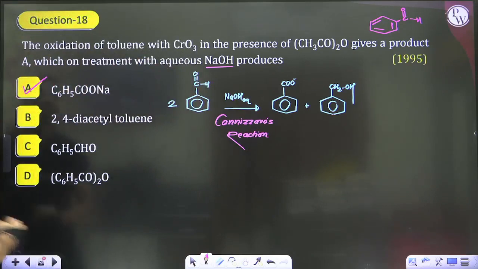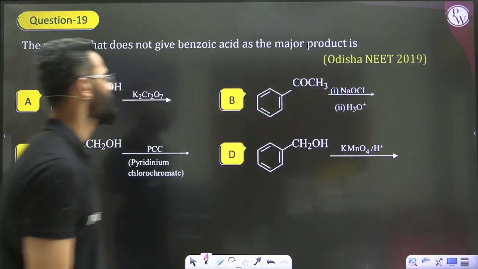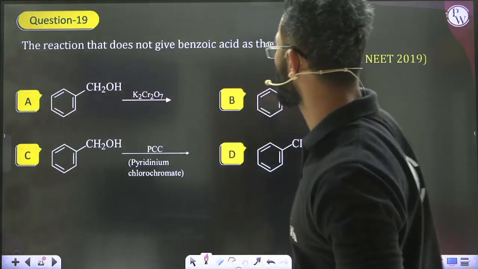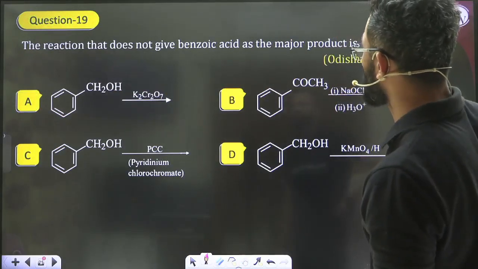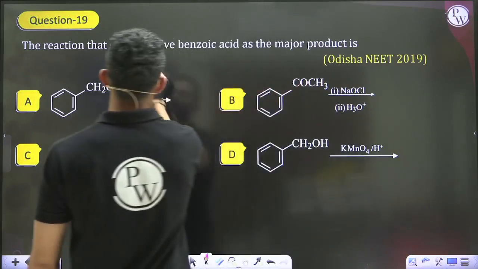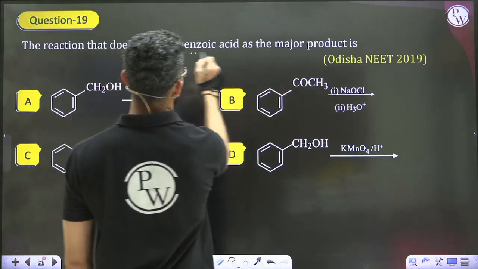So everyone, next question, number 19 for you all. Okay, the reaction that does not give benzoic acid as the major product. So we don't want benzoic acid as the product.